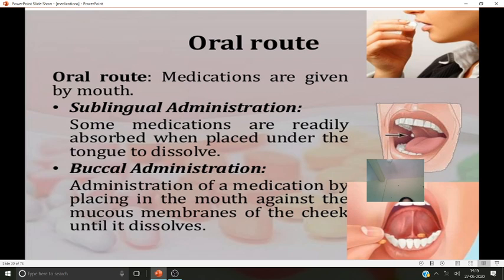Then coming to the buccal administration. Buccal administration means the medications are placed in the mouth against the mucous membrane of the cheeks, until the medication dissolves. Here, what are we doing? We place the tablet in the mouth. Where do we place it? Against the mucous membrane of the cheek.